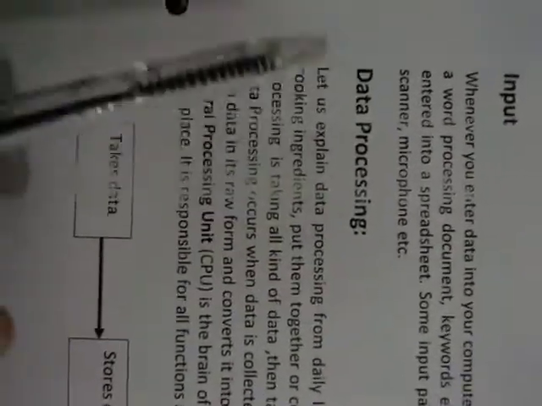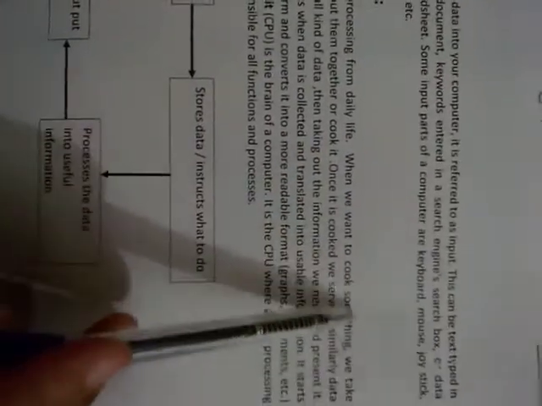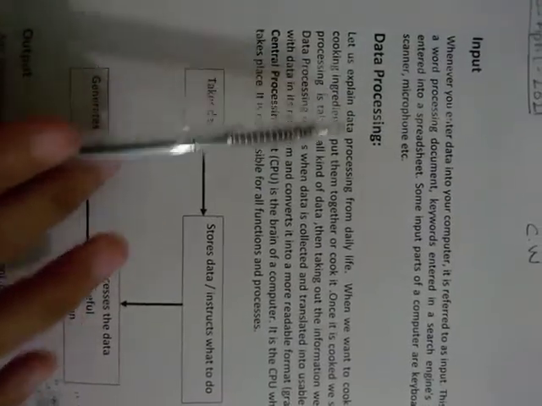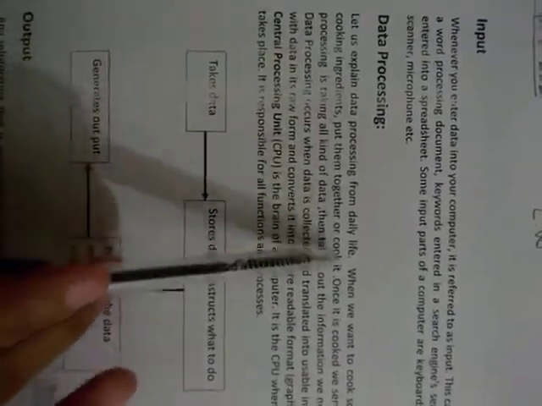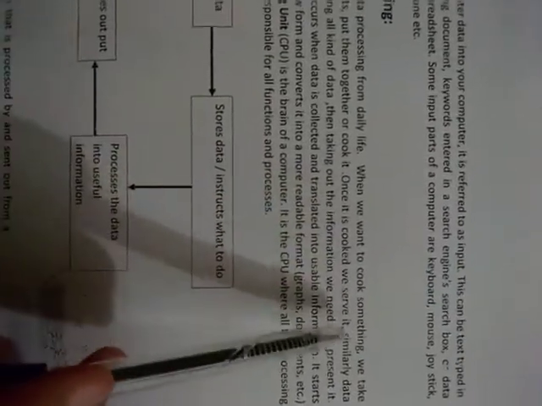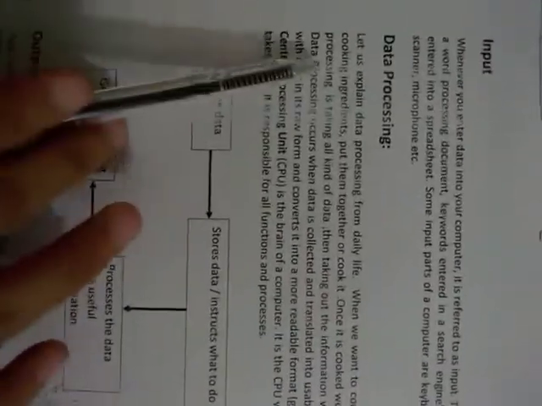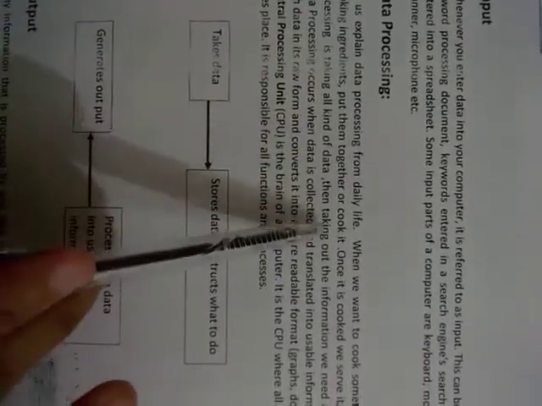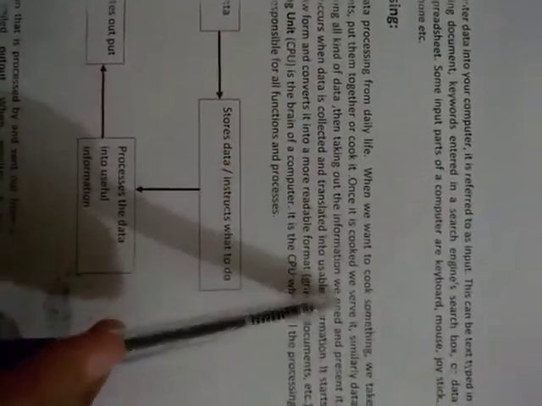Data processing. Let us explain data processing from daily life. When we want to cook something, we take cooking ingredients, put them together and cook it. Once it is cooked, we serve it. Similarly, data processing is taking all kinds of data, then taking out the information we need and presenting it.